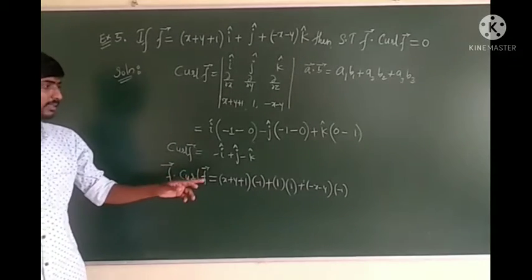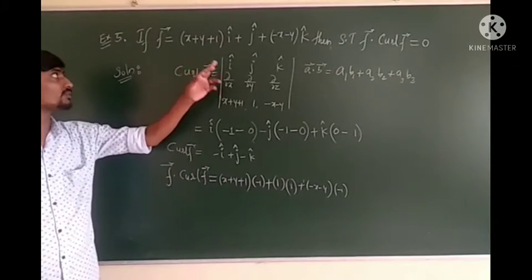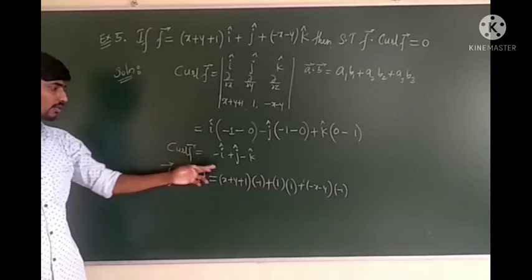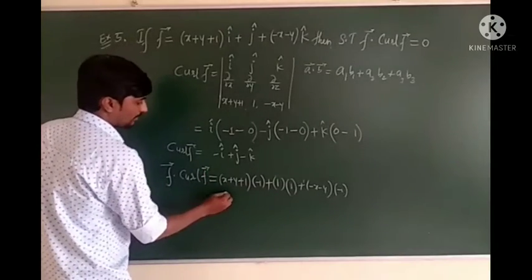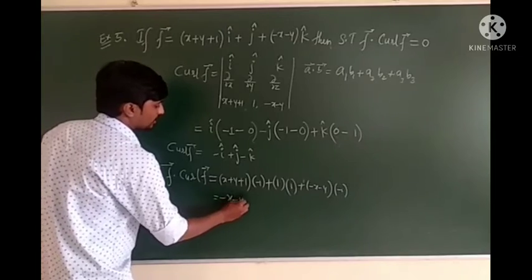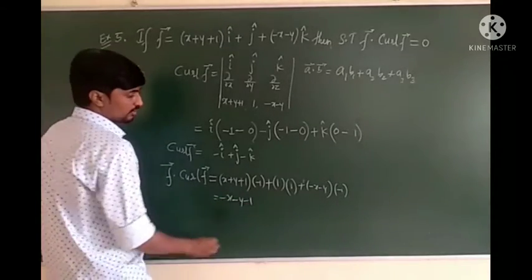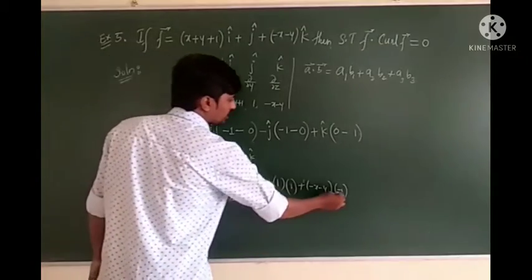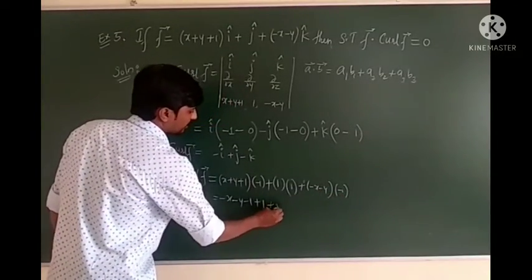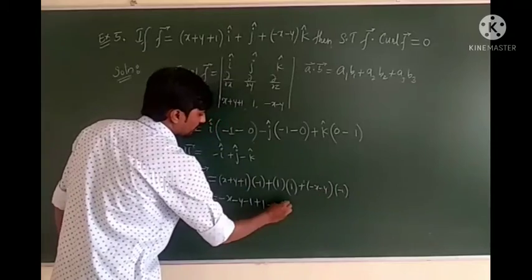Okay, so we are multiplying the coefficients of i, j, k from the vector function f and the curl of f here. So now multiply this minus quantity inside. So what will happen? Minus x minus y, it is minus 1. So here we have 1 into 1 as it is, plus 1. So next, minus into minus is plus x, minus into minus is plus y.